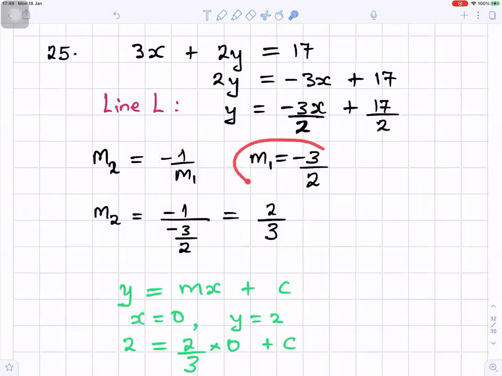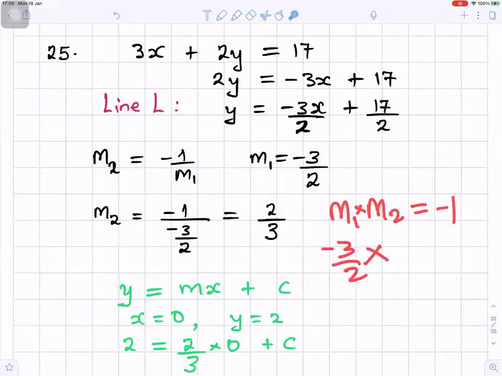So if M1 is -3 over 2, which is for line L1, the gradient for the other one will be -1 over -3 over 2, which would give you 2 over 3. And you can check because M1 times M2 should be -1. So -3 over 2 times 2 over 3 would be -1, because that would cancel, that would cancel.